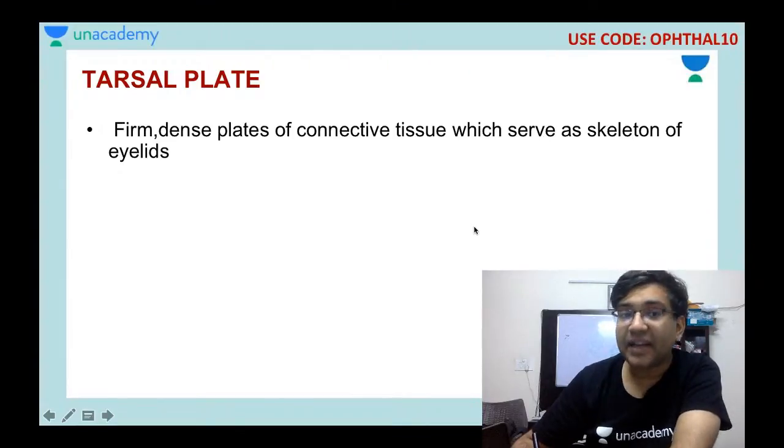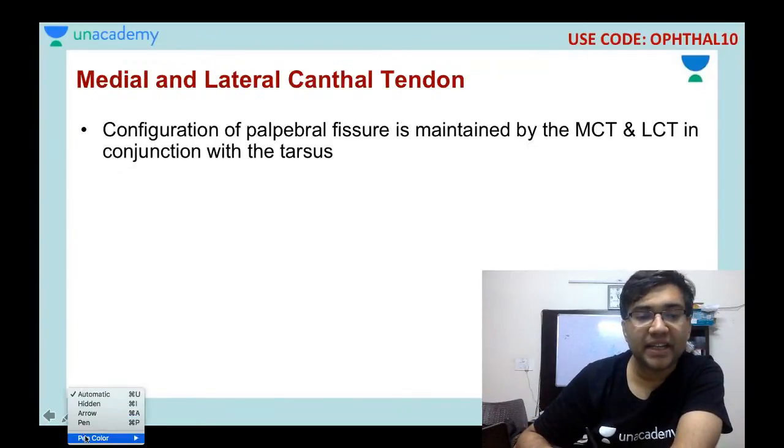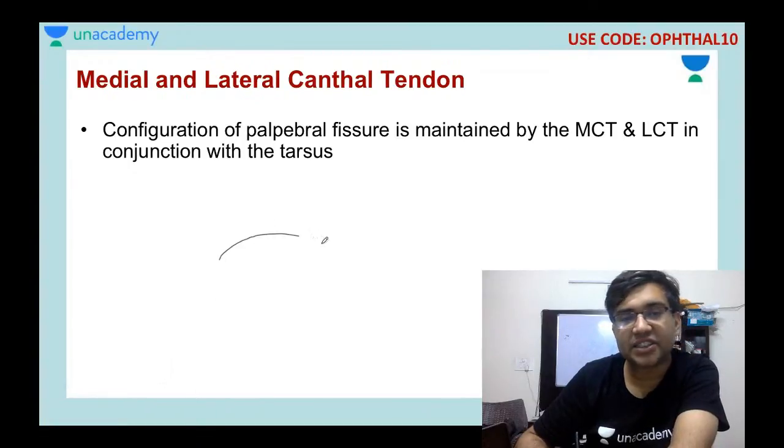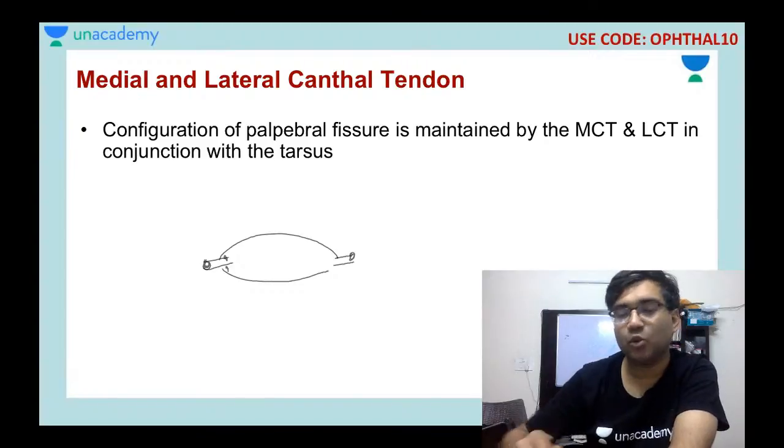So tarsal plate is basically the firm dense plates of the connective tissue which serve as the skeleton of the eyelids. Then I told you about the medial canthal tendon when I started the session. So medial canthal tendons are basically maintaining the configuration of the palpebral fissure by attaching these eyelids to your tarsal plates and the bones.